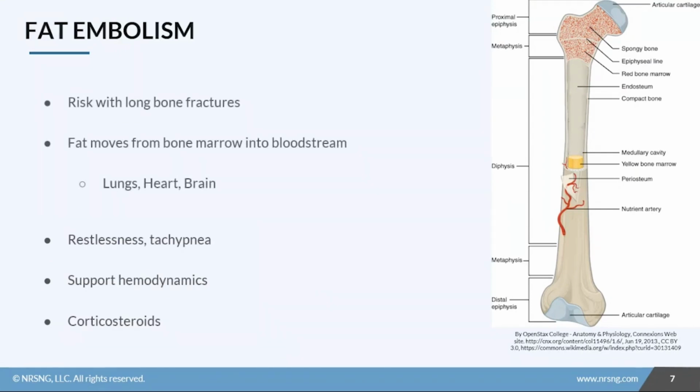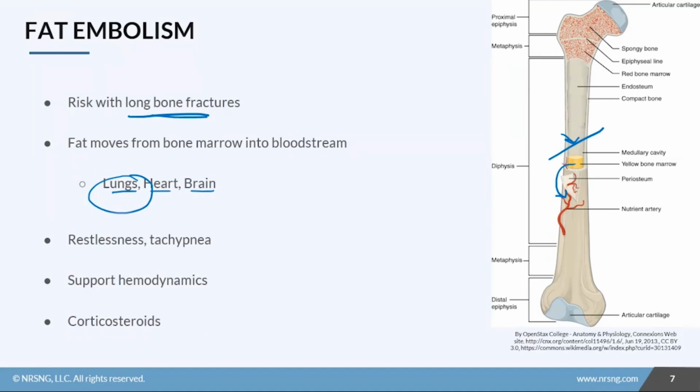Now, we just want to review really quickly a couple of more severe complications of fractures. The first is fat embolism. Now, this is a risk with any patient who has had a long bone fracture. Essentially, when you have a long bone fracture, it cuts through the bone marrow cavity. And so this fat can move from the bone marrow into the bloodstream. And then just like any other embolus, which is something that moves around in the blood, it can go to the lungs, the heart, or the brain. Most often we see it in the lungs.